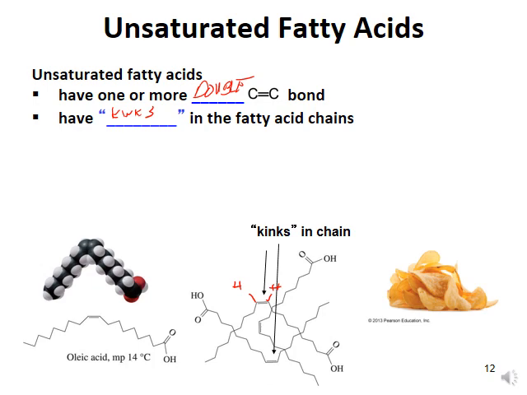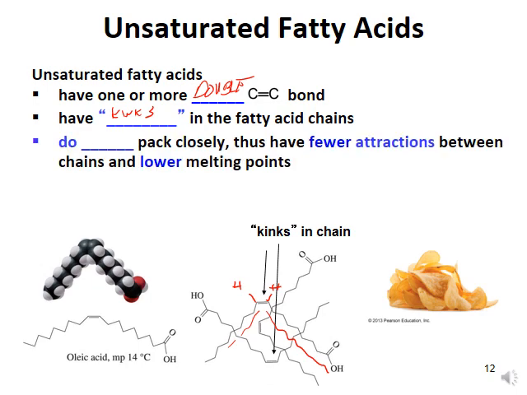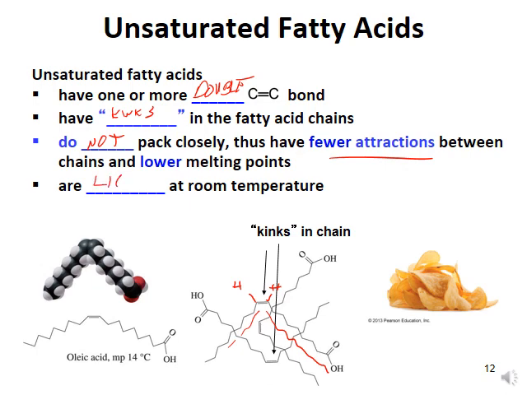Even though the hydrogens are on the same side and this is cis, you can see there's definitely a kink in that chain. It doesn't go straight. Instead, it's sort of bent in a way. Because of that, they do not pack close together. Thus, they have fewer interactions, fewer attractions between the chains, which means it's easier to get it from the solid phase into the liquid phase. And so whenever we make unsaturated fatty acids, these are usually liquids at room temperature.